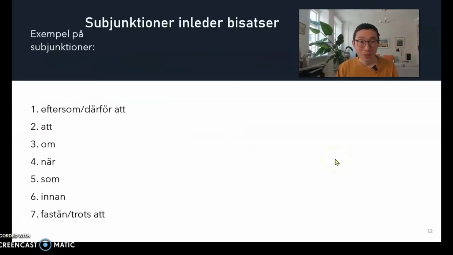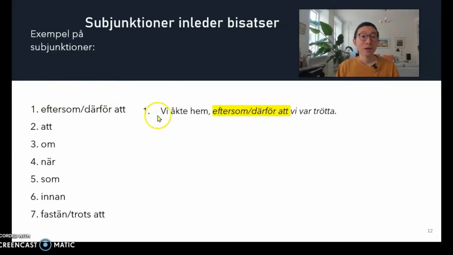Nu kan vi gå igenom de subjunktionerna som är så vanliga i svenska. Now let's go through some subjunctions that are common in Swedish. Vi har eftersom och därför att, eftersom, därför att. Till exempel, vi åkte hem eftersom vi var trötta. We went home because we were tired. Du kan också säga vi åkte hem därför att vi var trötta.